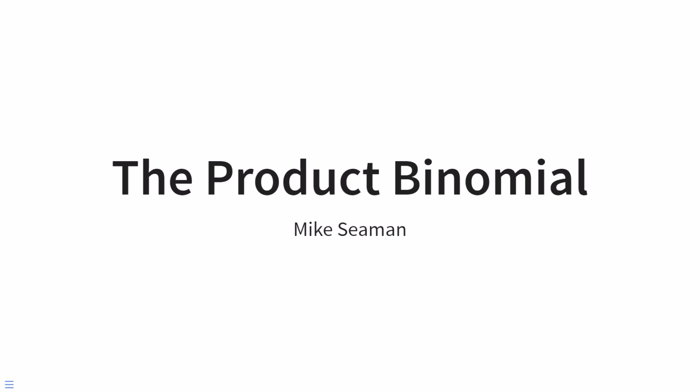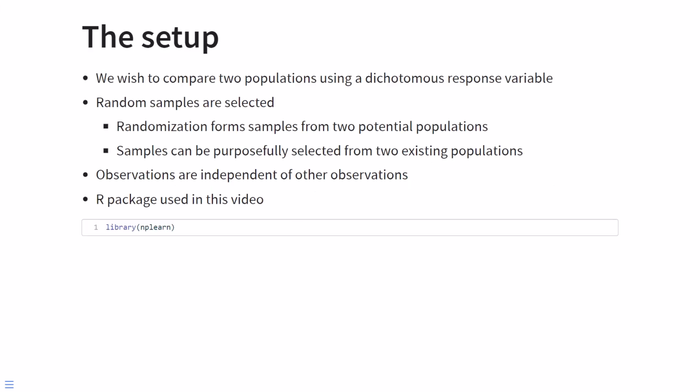So I'm going to start in this video with the simplest possible case, and that is when we have just 2 samples, such as a control and treatment, and we're going to look at the outcomes as successes or failures. So when we have 2 samples, and when we have a categorical response, just 2 possible categories, that's about as simple as you can get for this sort of situation. And we're going to see how we can use the product binomial in order to be able to make inferences.